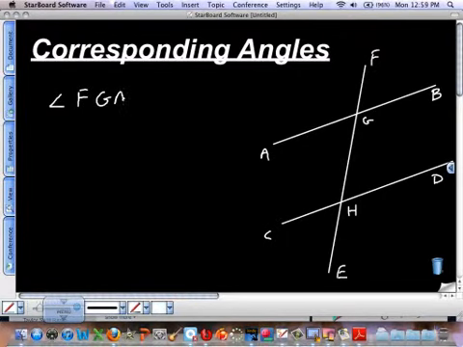So FGA, and what does that correspond to? GH. Very good. Now, based on the activity you guys just did, what did you learn about the measures of corresponding angles? Looking at number 3, guys. This is everybody in the whole class. What did you guys learn? They're congruent, right? So anytime you have two parallel lines, you just learned that our corresponding angles are congruent.